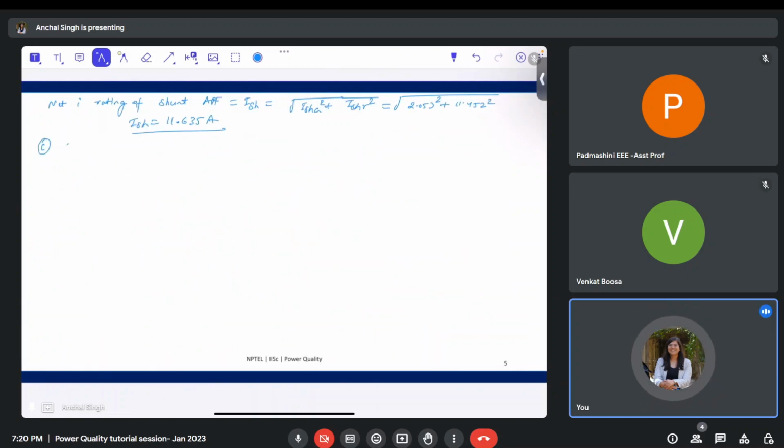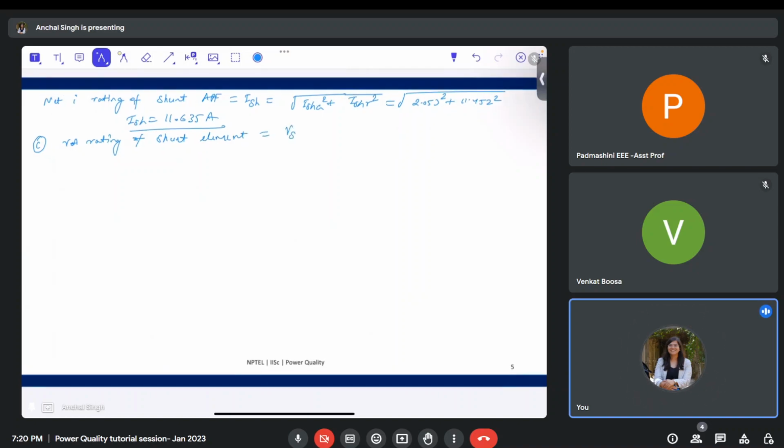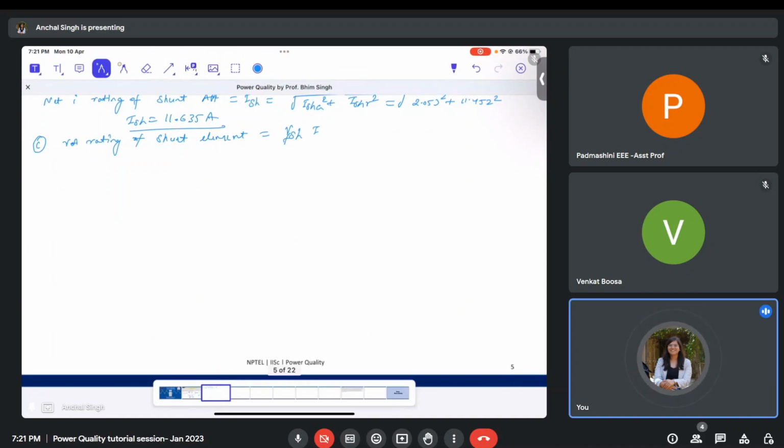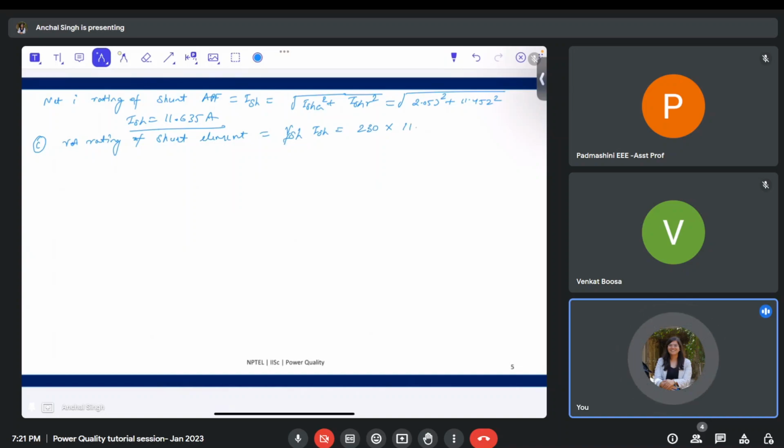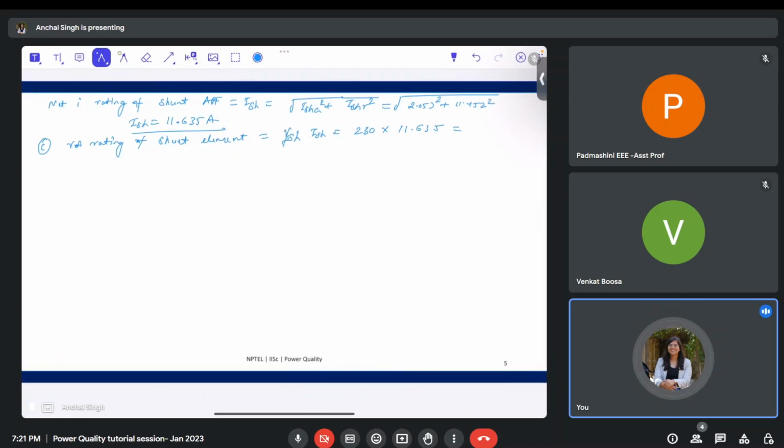So in part C, we have to calculate the VA rating of the shunt element, which will be equal to VFSH into ISH, right? VFSH is 230, we already saw. ISH came out to be 11.635. So the VA rating will come out to be approximately 2675.956 volt amperes.